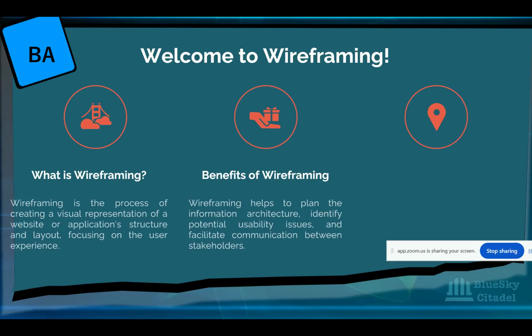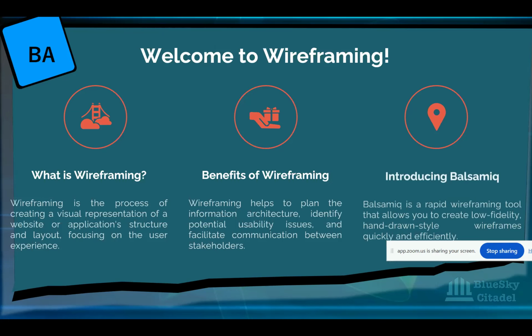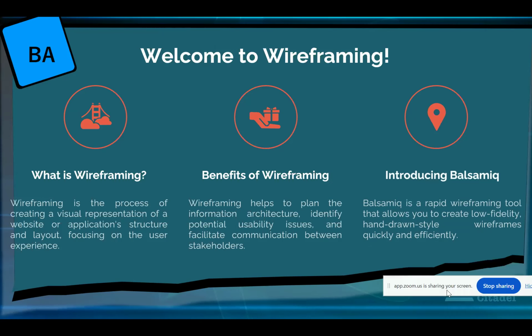They can basically say, this is how I want it, or this is how it should be, right? So it's very easy to make all those changes before development starts. And like I said, for this course, we're going to be using Balsamic. It's a rapid wireframing tool that helps you create low fidelity, hand-drawn wireframes, right?